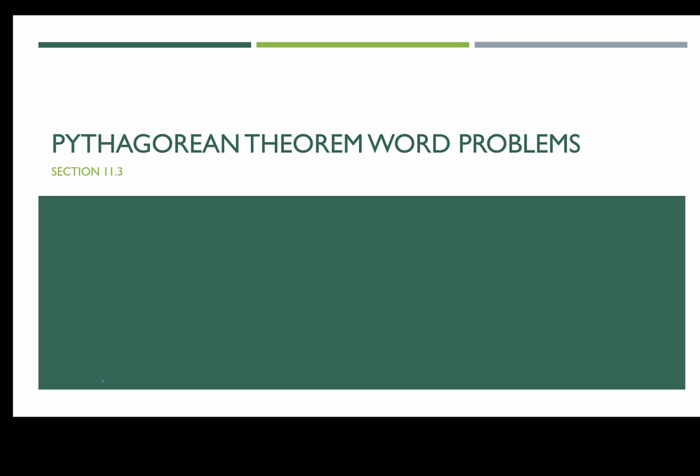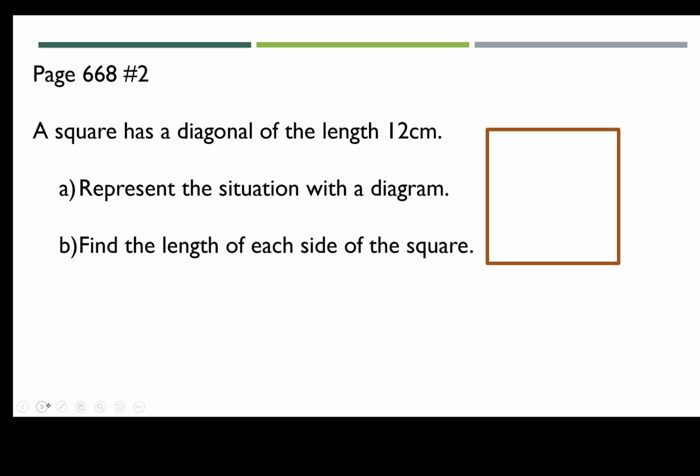This video has a few examples of using the Pythagorean theorem in word problems. This is from page 668, number 2 in our textbook. It says a square has a diagonal of the length of 12 centimeters, and then represent the situation with a diagram, and then find the length of each side of the square.